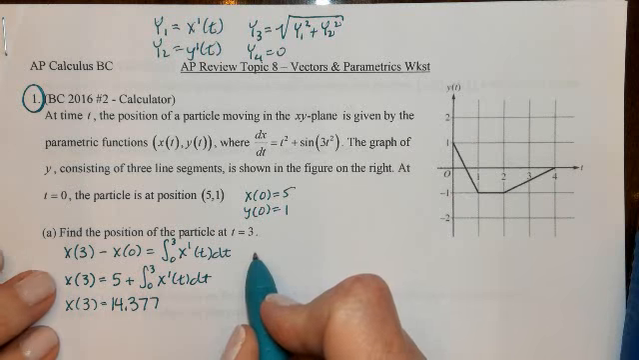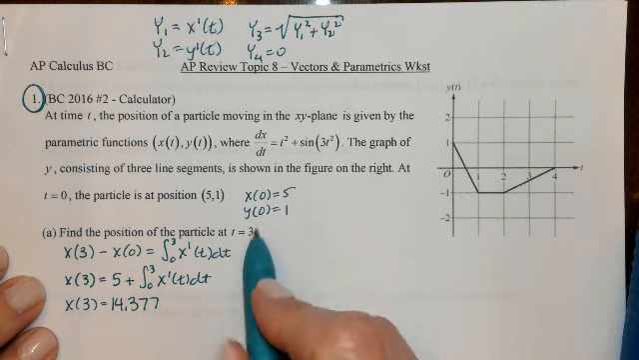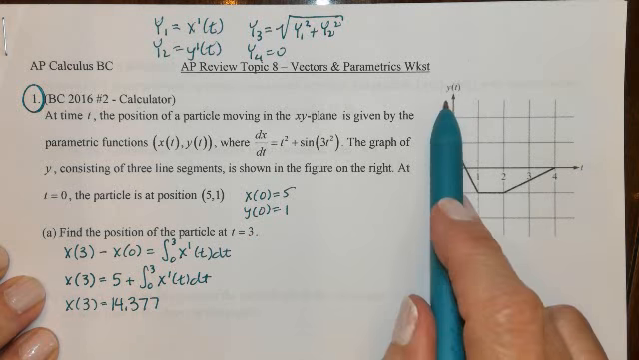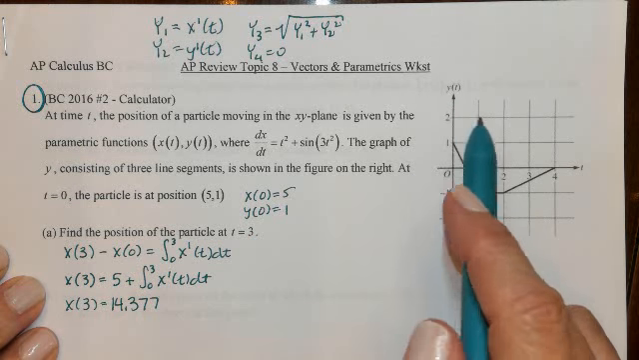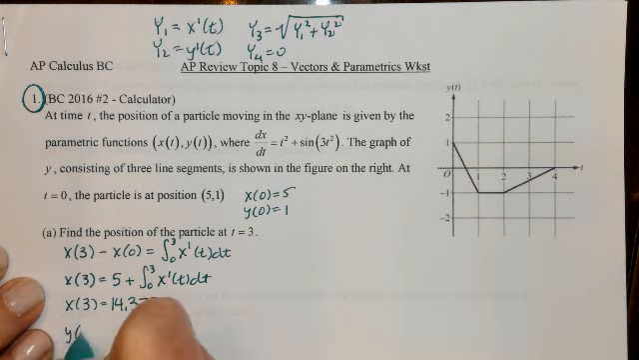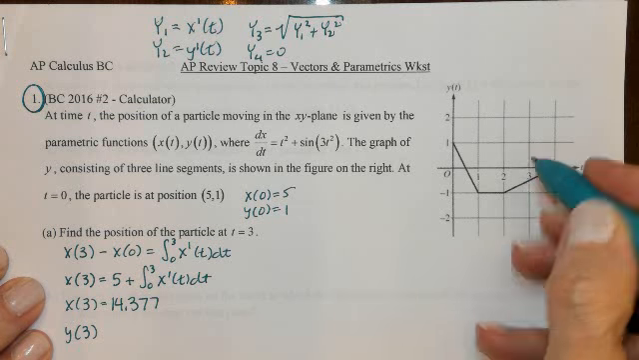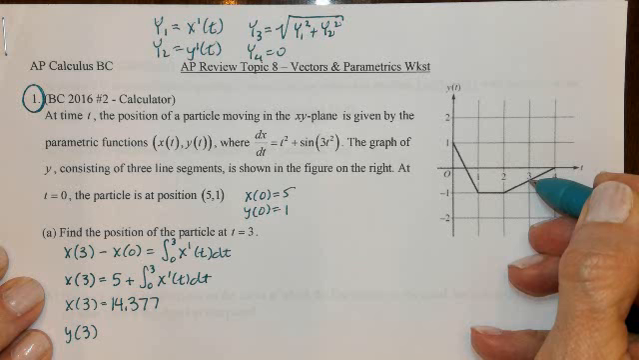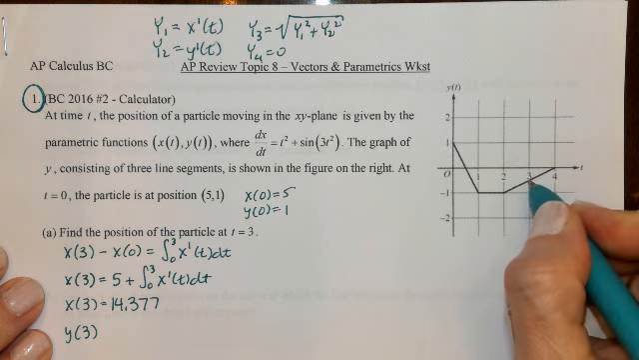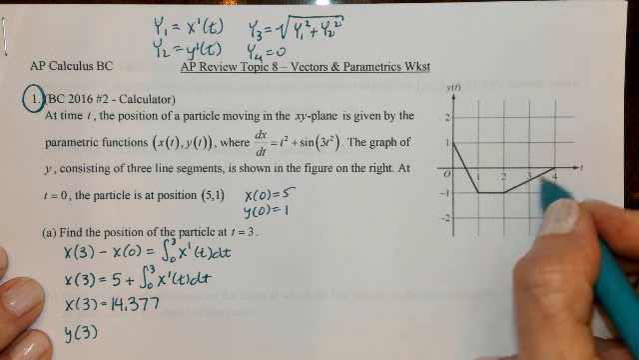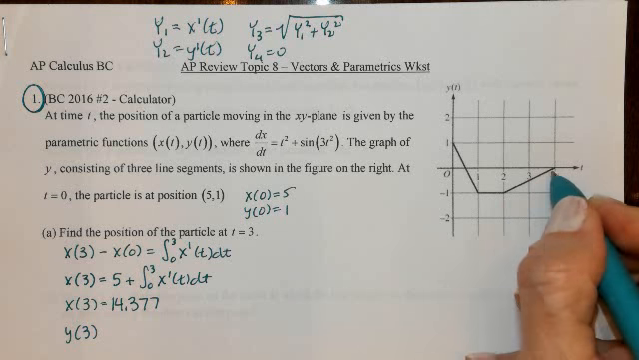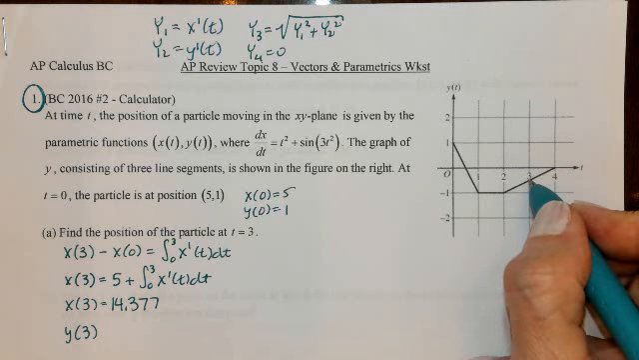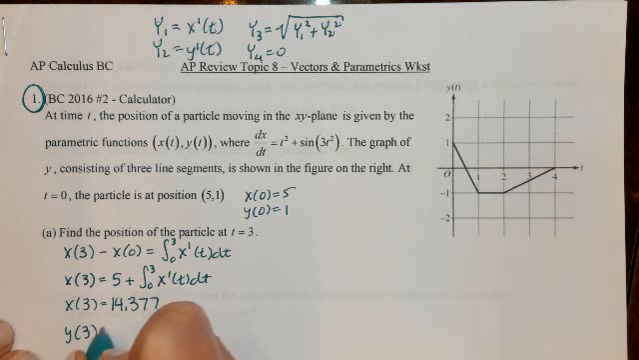For the y-coordinate, they actually give us the graph of y. So y at 3, I can just go and look on the graph. Y at 3 is this value of y, right? This value of y has got to be negative 1/2 because they told me that these are line segments, so that has to be negative 1/2 right there. So y of 3 is negative 1/2 from the graph.